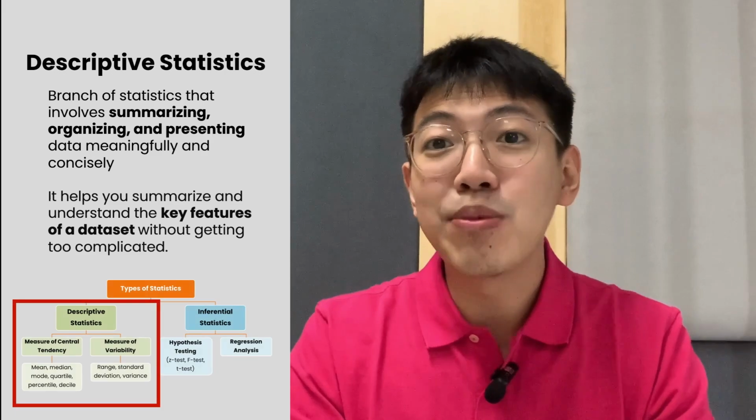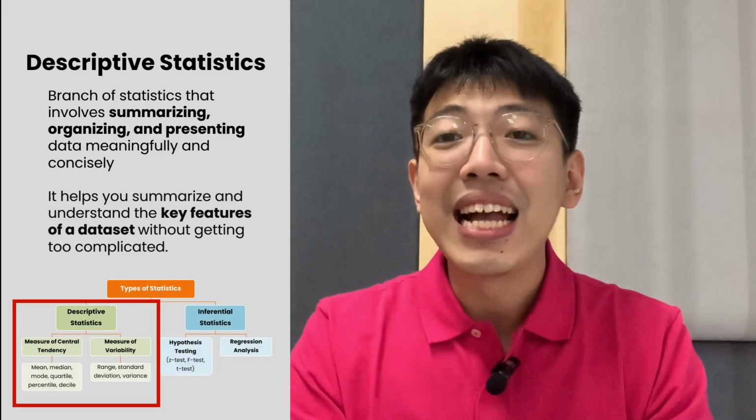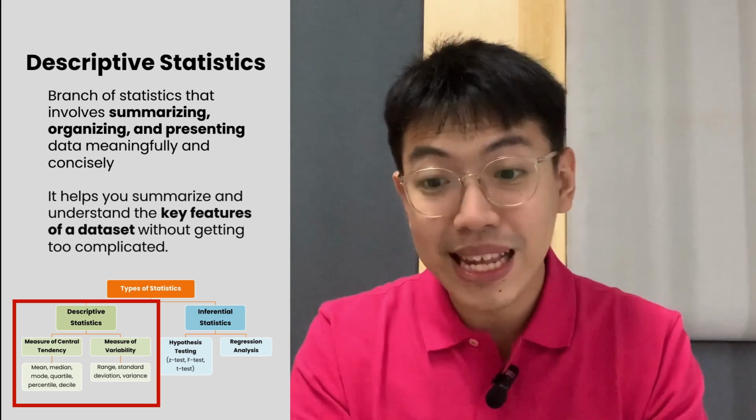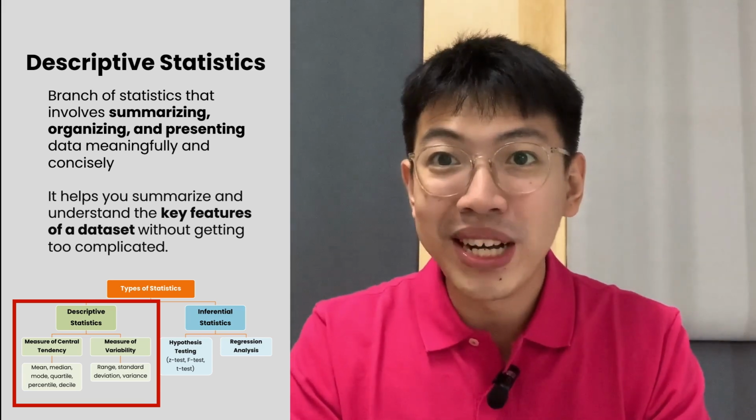Now, there are two measures of descriptive statistics. The first one is measure of central tendency. The second one is measure of dispersion or variability. Let's talk about it one by one.